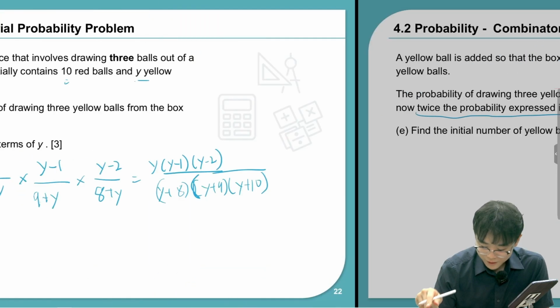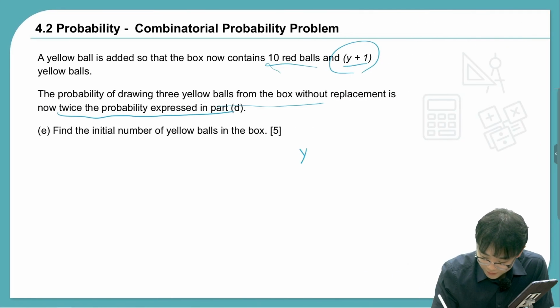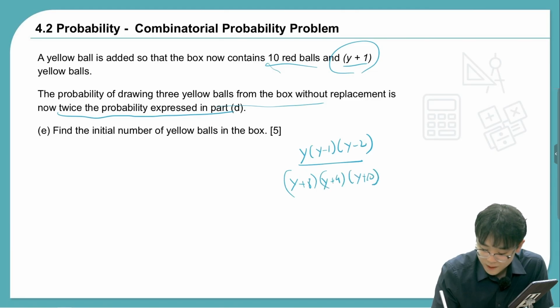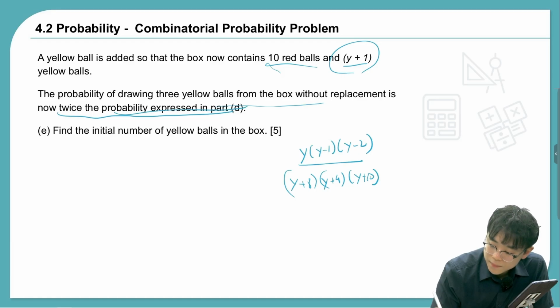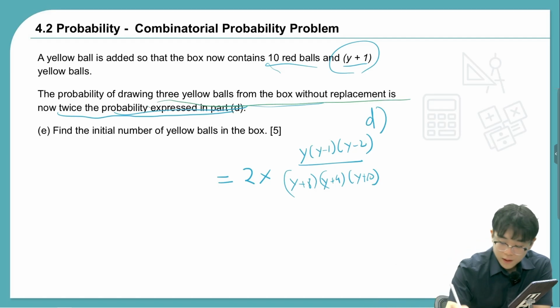So if you recall, the earlier probability was y times y minus 1 times y minus 2 over y plus 8 times y plus 9 times y plus 10. So this was the probability expressed in part D, but we have double that. So twice that is equal to this new case, drawing 3 yellow balls from this box without replacement.